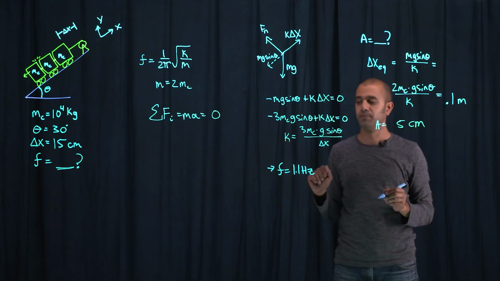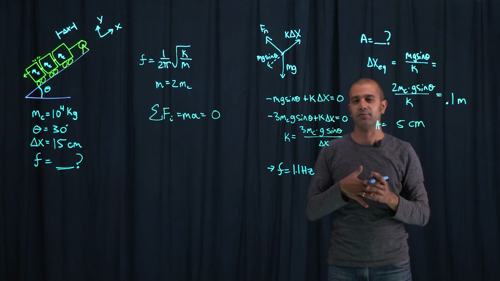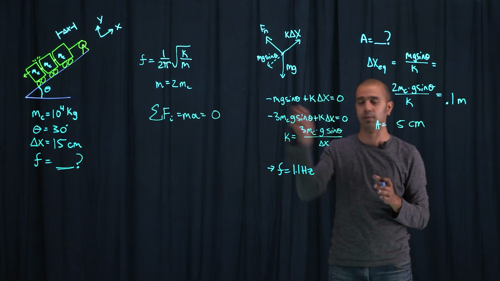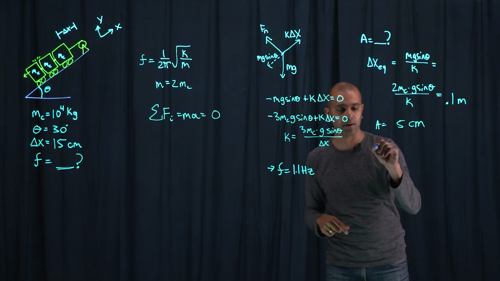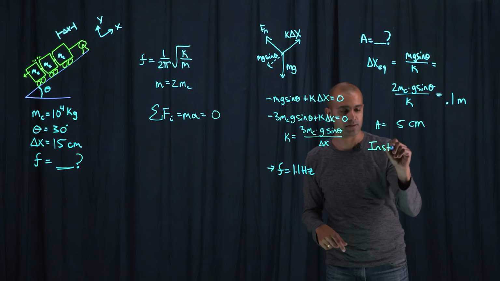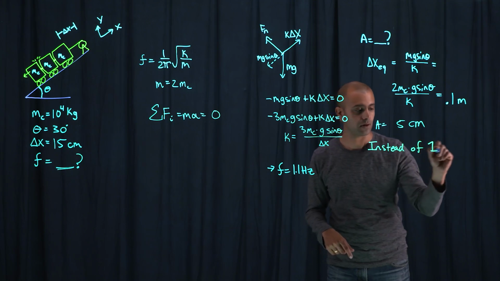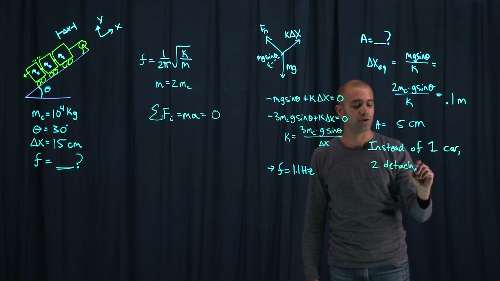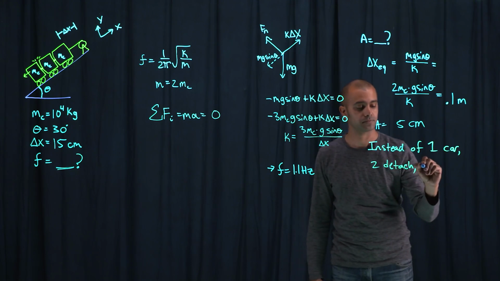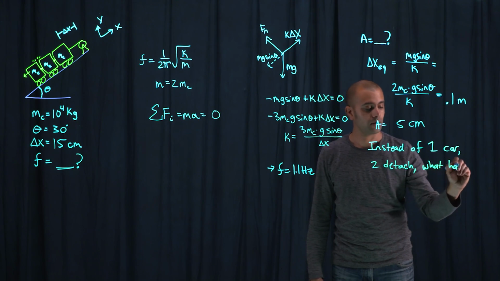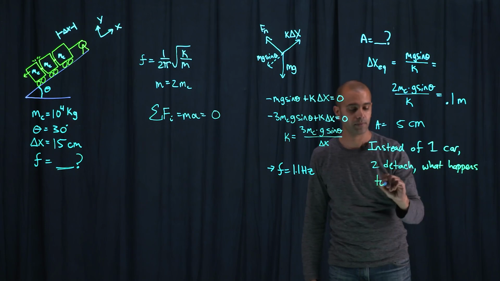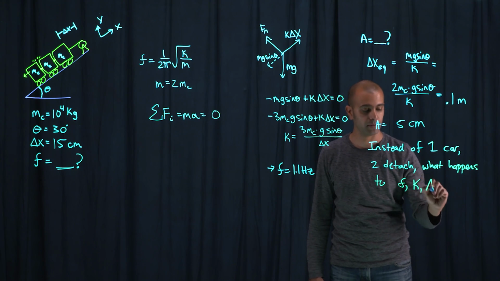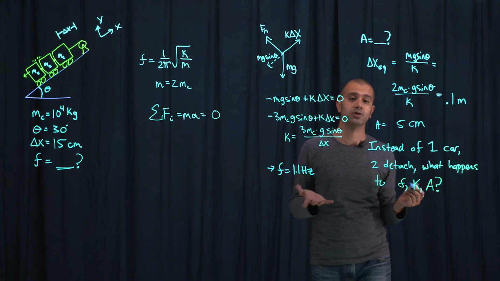The last part of the question is, what would be different if instead of having the bottom rail car move off, if we had the bottom 2 rail cars detached from the top one? In other words, out of the following 3 quantities, so instead of 1 car, we have 2 detached. What changes out of these following 3 quantities? Quantities are the frequency, the spring constant, and the amplitude. Do they change? And if they do change, are they bigger or smaller?